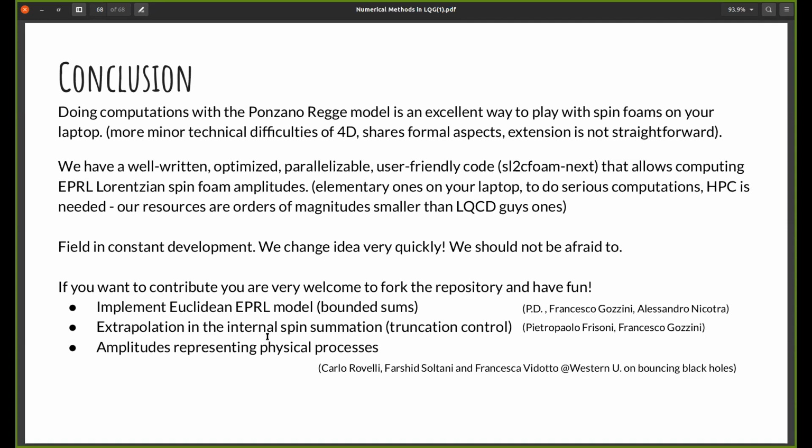Other questions for Pietro? Even a random question, like, do you really think this is useful? Yes, that's my answer.